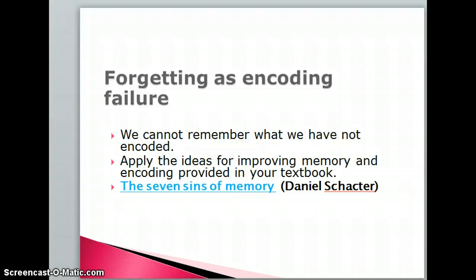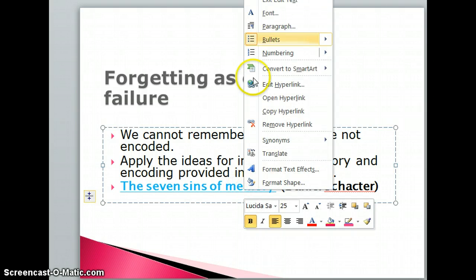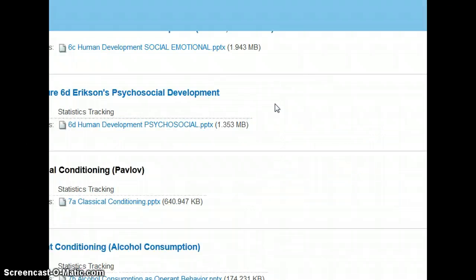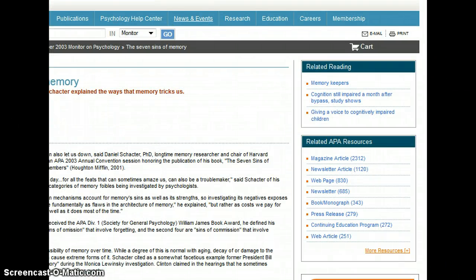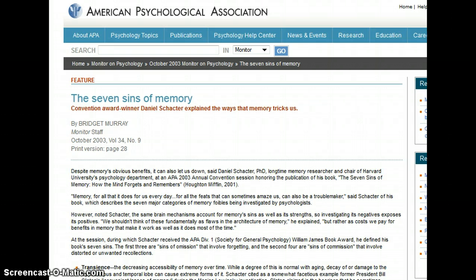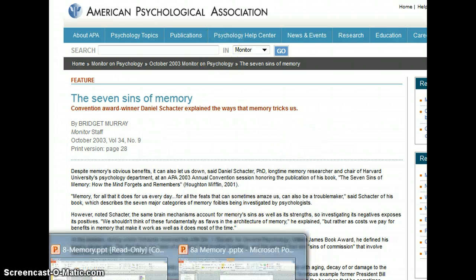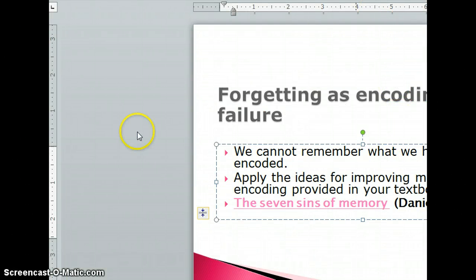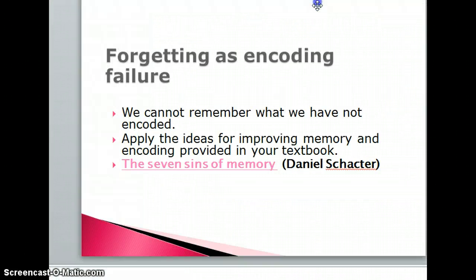I've also provided a link here to some work by a memory researcher, Dan Schacter, who has written a book titled The 7 Sins of Memory. I will click on this and open that hyperlink to show you, but it will take you out to the website, kind of hard to see here. It's the website for the American Psychological Association, which overviews Schacter's 7 Sins of Memory, beginning with transience, and then you'll find some more information there. So if you're interested, feel free to go back and take a look at Schacter's work as well.